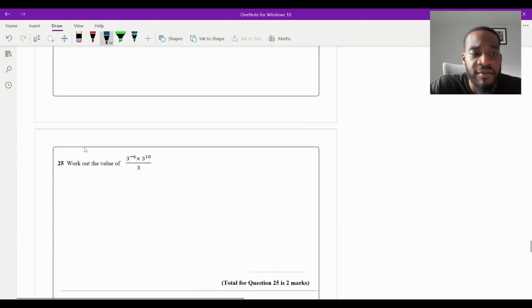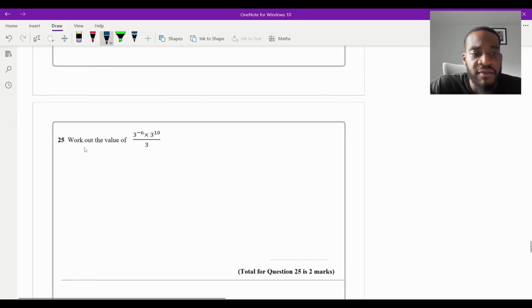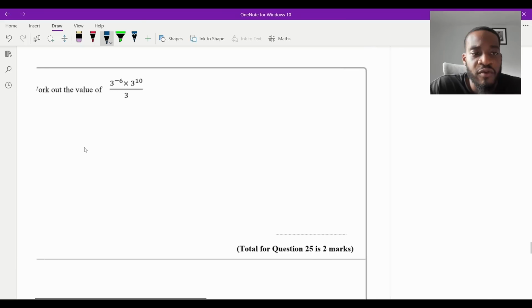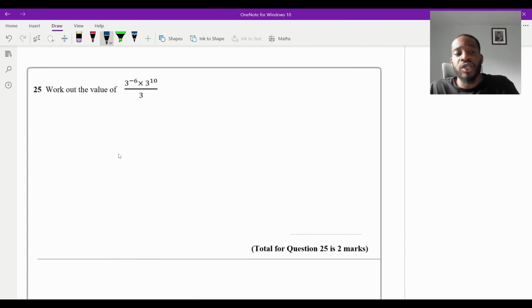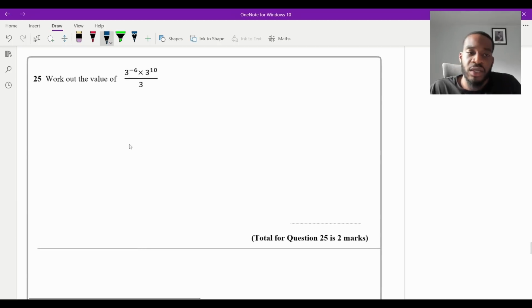Let's do question 25. Question 25 says, work out the value of 3 to the minus 6 times 3 to the 10, all divided by 3. So when you see a question like this it's just a matter of index laws, isn't it? Firstly, if you look at the numerator, we've got a number to a power times that same number to another power. So we use the law that says a to the b times a to the c equals a to the b plus c, remember, you add the powers together.